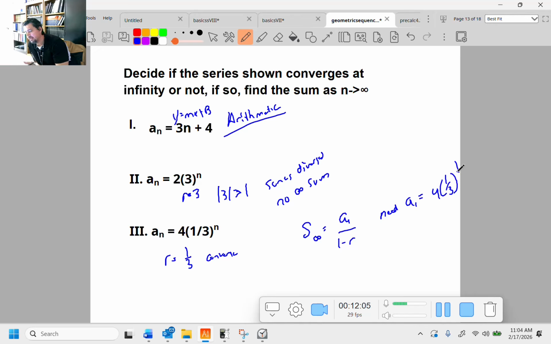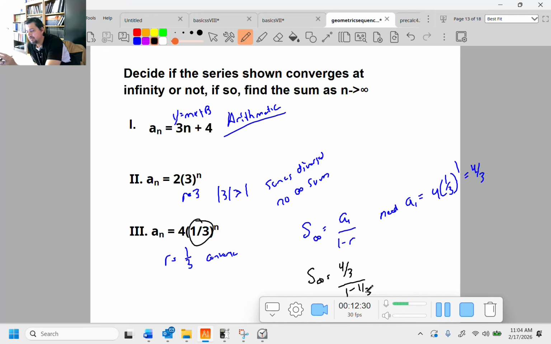I can tell you right now, a lot of kids will tell me the first term's a 4. That's what you'll do because you're just too lazy. And then I get 4 times a third, which is 4/3. Now I'm going to feed my little formula here. The sum of infinity is 4/3. This is your ratio. The guy with the exponent is always the ratio over 1 minus a third.